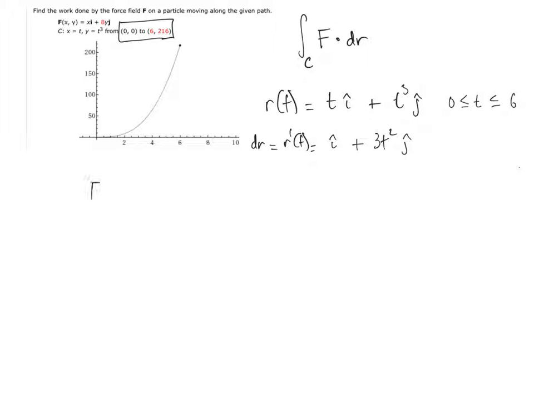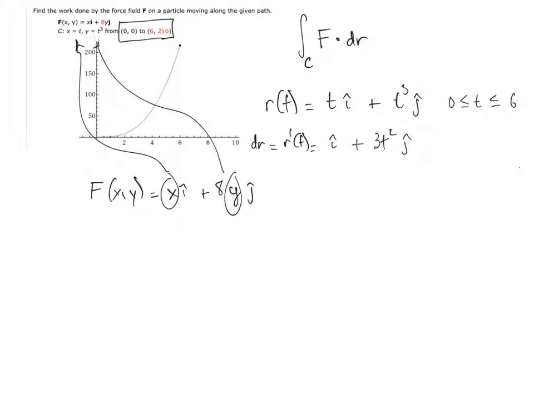So now the F right here that we're given is x i plus 8y j. Now I'm just plugging in the x and the y from the given equations right here. So your F will be t i plus 8t cubed j. Now you have both dr and F.